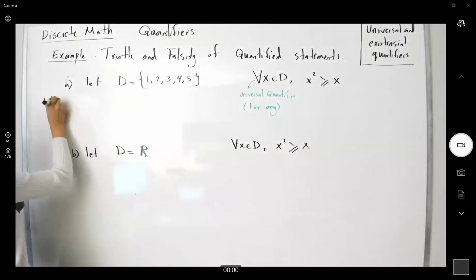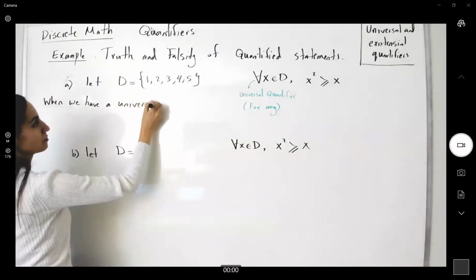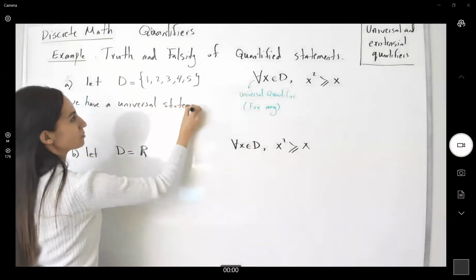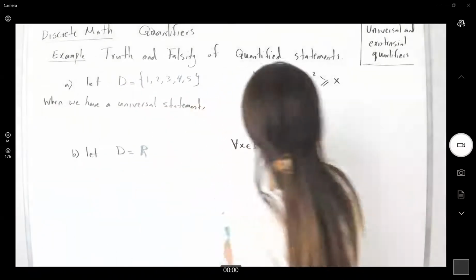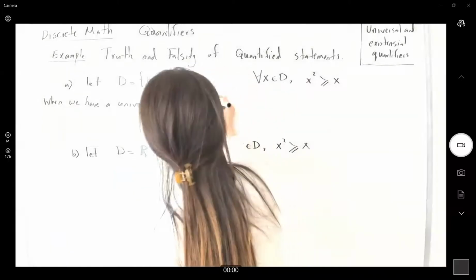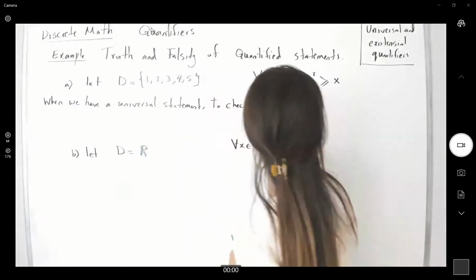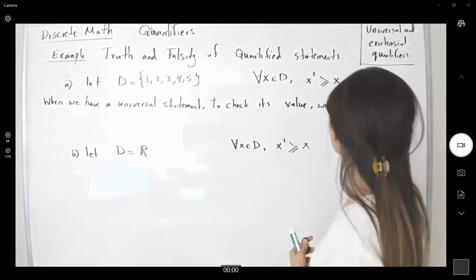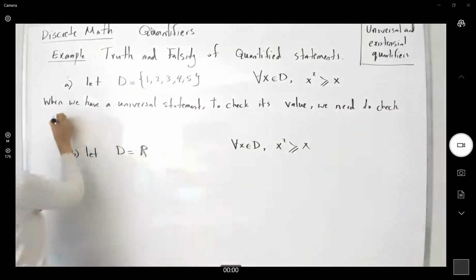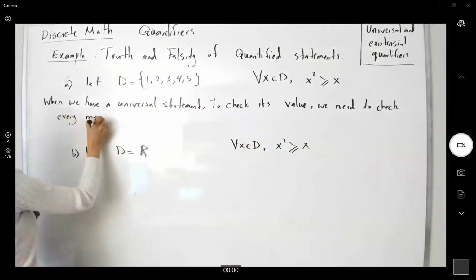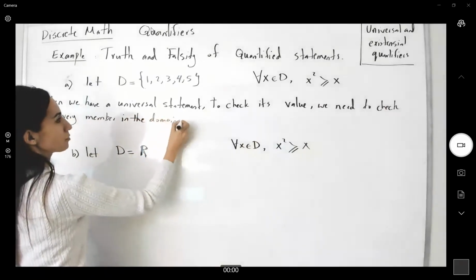When you have a universal statement, to check its value, we need to check every member in the domain. So what's the meaning of that?